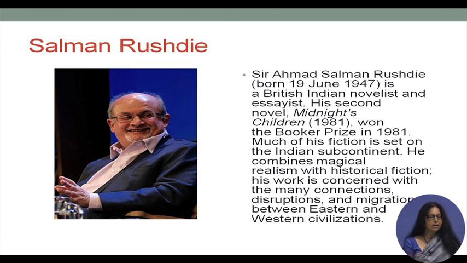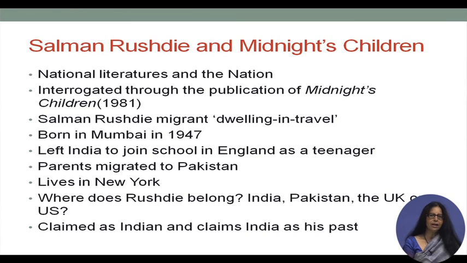His work combines magic realism with historical fiction and is concerned with the many connections, disruptions and migrations between Eastern and Western civilizations. So, in his person and in his writing, he contests the idea of national literatures and the nation, which is interrogated through the publication of Midnight's Children in 1981.